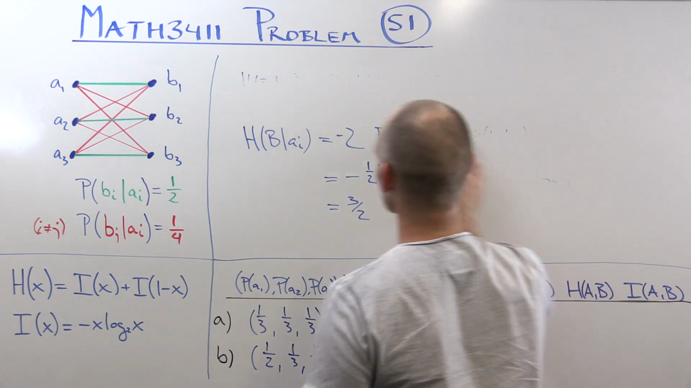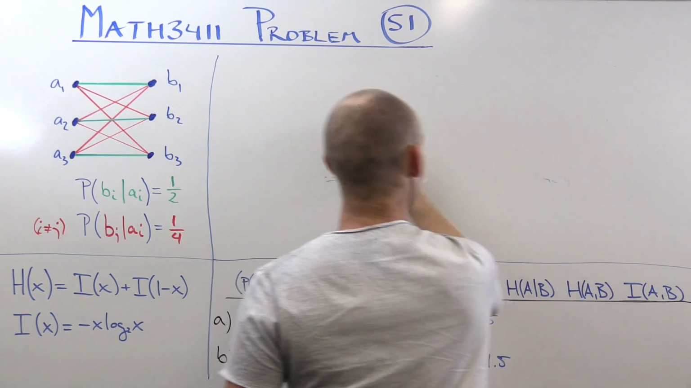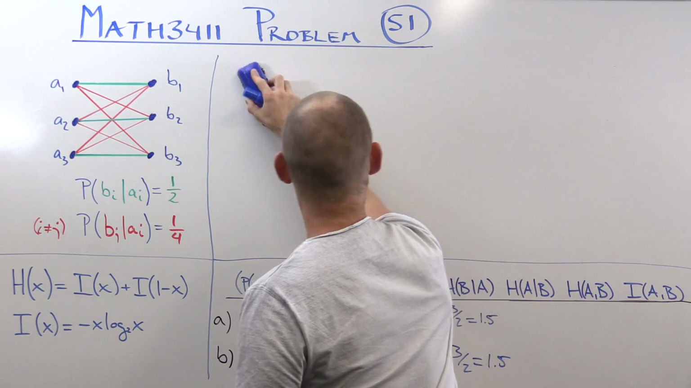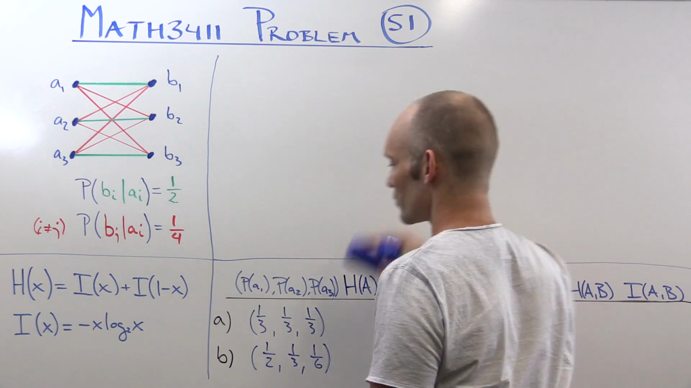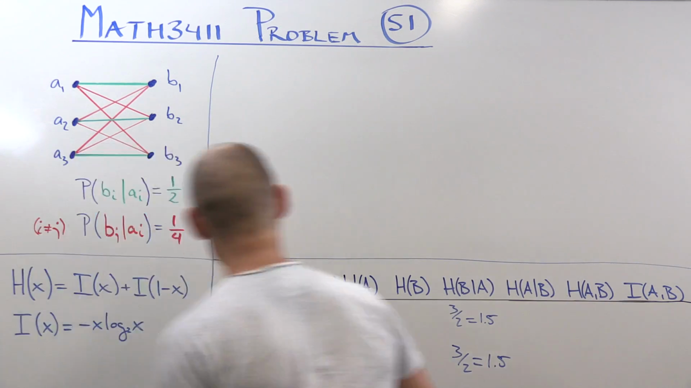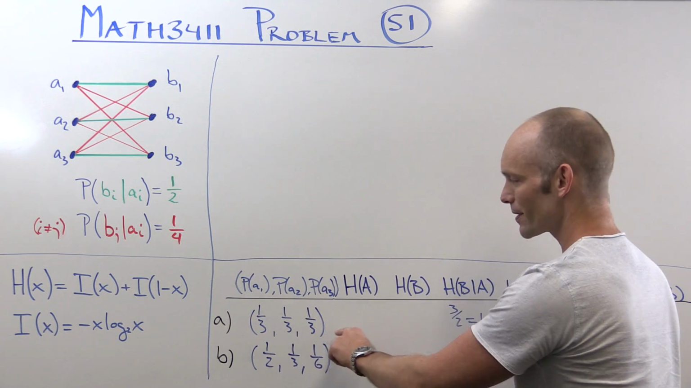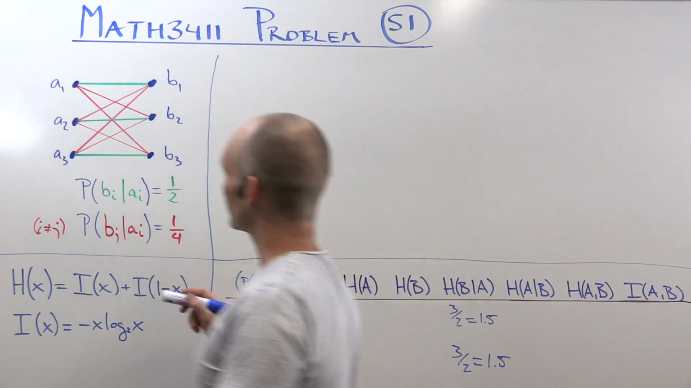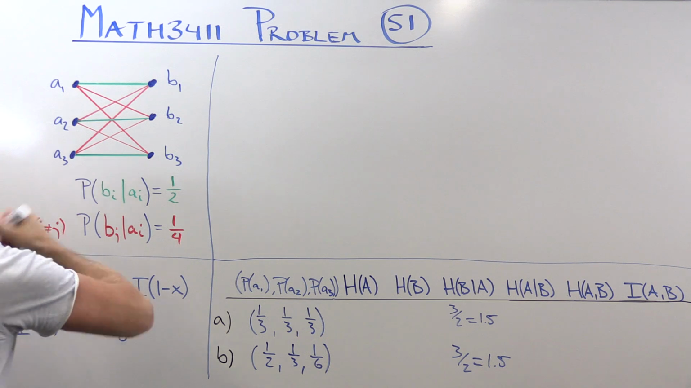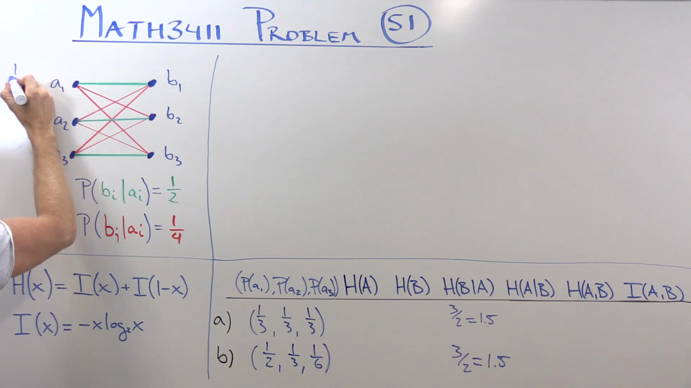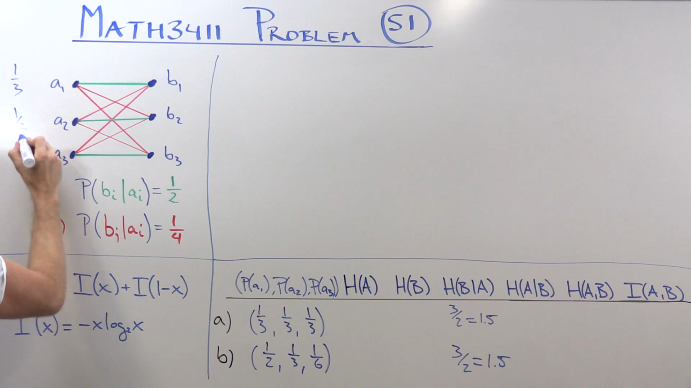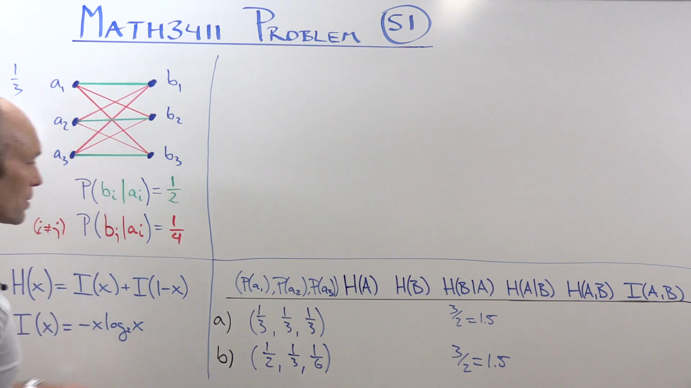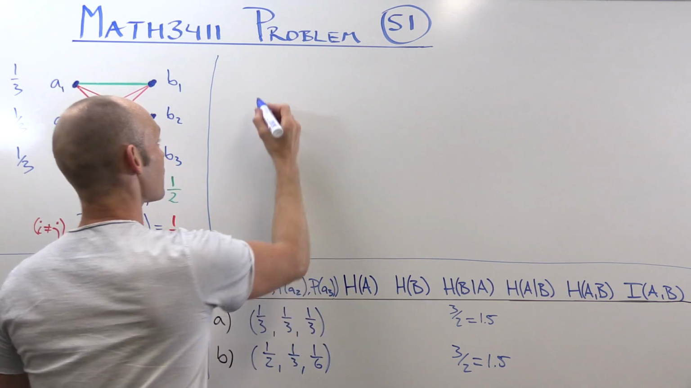Let's now look at some of the actual numbers related to the probabilities that we're given. For instance, if we look at these probabilities here, the probability that we have A1, 2 and 3, we're sending them with probabilities a third each. Well, what's the entropy of A then?